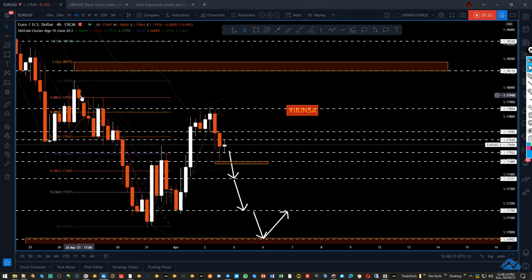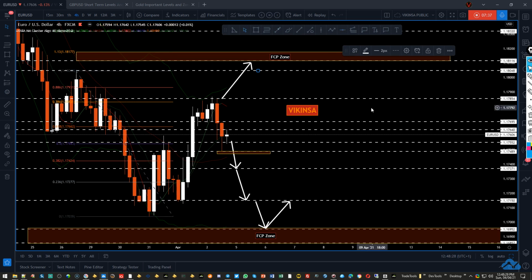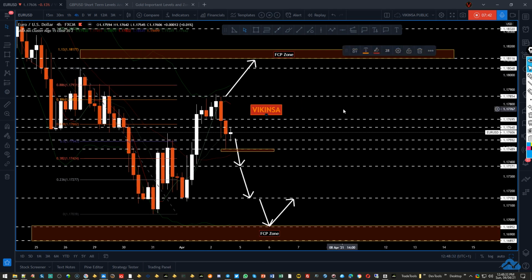And let's remove this. Okay, so this is the FCP zone right here. And if the market starts to go higher, then we are looking for something like this if this level is broken. So these are the levels, and that's what we have on Euro USD.